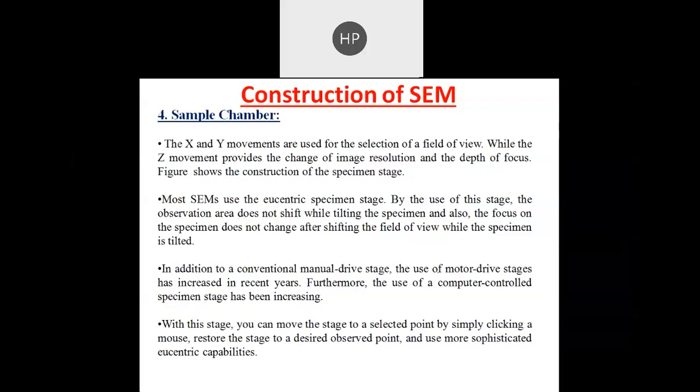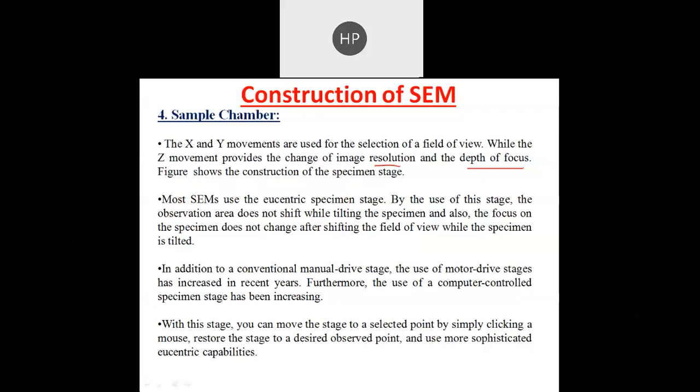The x and y components are used for the selection of a field of view. So this X movement and Y movement will select the field of view, while the Z movement provides the change of image resolution. Why? Because the focus from the objective lens can be adjusted by the Z movement, so that we can change the image resolution and depth of focus. So the Z component is very important. It will resolve your image, as well as control the depth of focus.